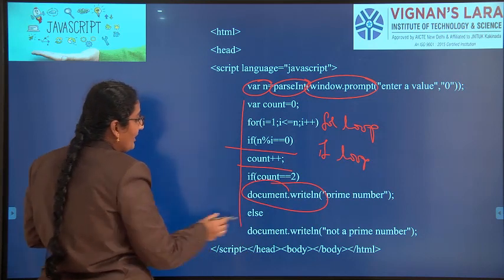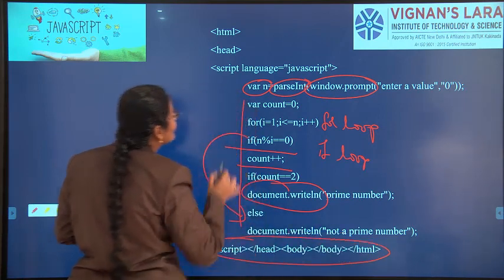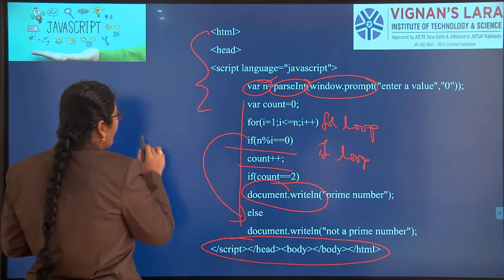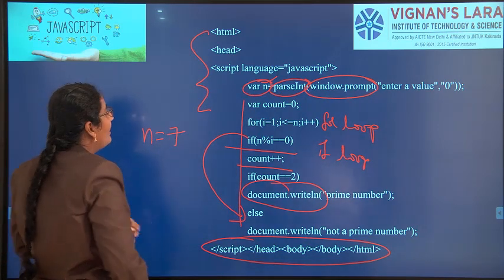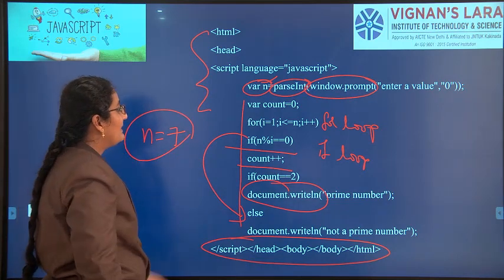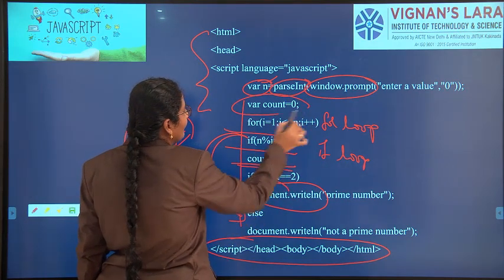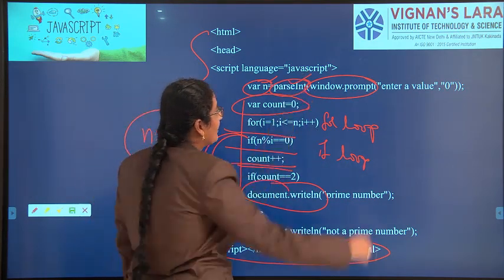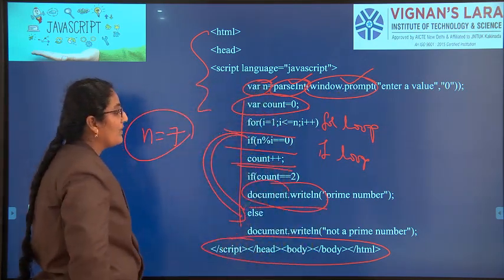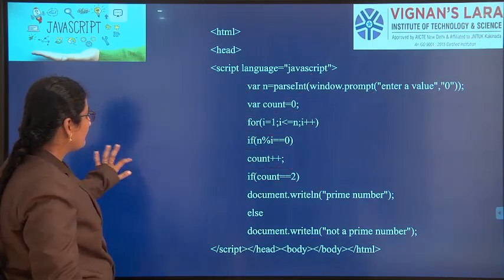Document.writeln is for giving output. When we are using if, we want to use else also. We are closing all the tags since we have opened all the tags, and this program will tell you whether n is a prime number or not. If I have given n equal to 7, after executing this program we will get whether n is a prime number or not. See, we are using if else, count, increment operator, for loop, initializing the variables, parseInt to convert into integer, window.prompt for giving input, document.writeln for output. After executing all these, it will tell whether 7 is a prime number or not.